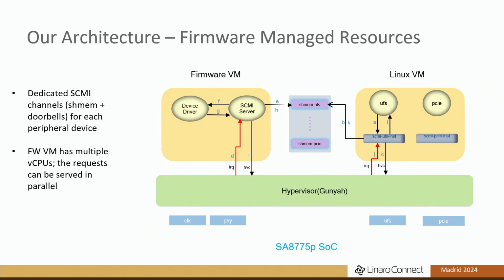Okay, this is our high level architecture. We are using the SA8775 SoC, which is a virtualized platform running our hypervisor Gunyah. We have a firmware VM as shown on the left. It's a Zephyr RTOS, multi-threaded. We have multiple vCPUs, so SMP enabled. It's the platform software. It's running the SCMI server, which is interfacing with the backend resource drivers.